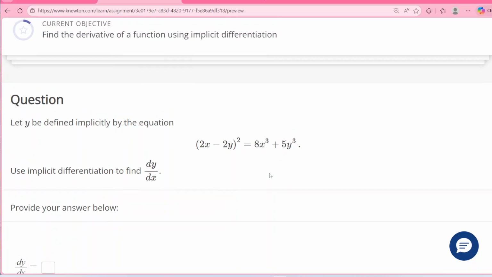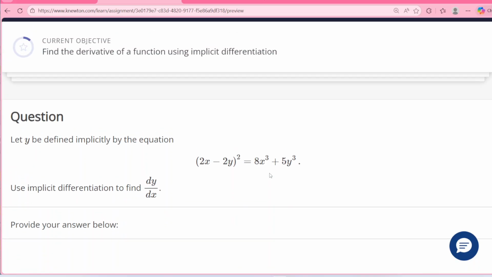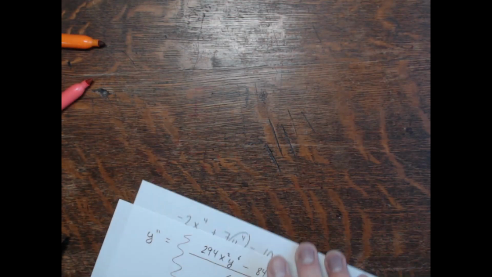We're going to differentiate both sides with respect to x, and then solve for dy over dx, or solve for y prime, and then enter that expression, right? That's all they're asking for.